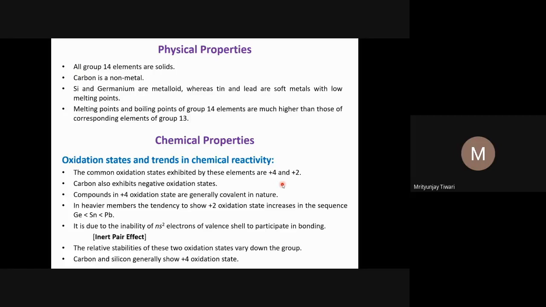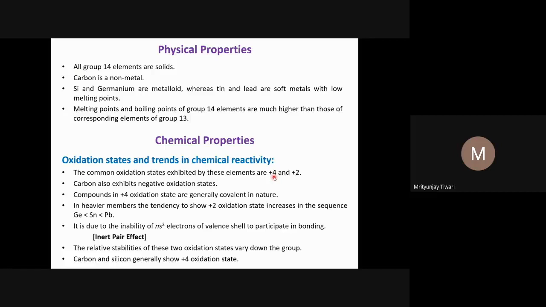Although we see carbon also exists in negative oxidation states, like -4, -3, -2. If you look at CH4, the electronegativity of carbon is more than that of hydrogen, and in methane carbon is in the -4 oxidation state. In hydrocarbons, carbon is usually in a negative oxidation state. In ethane, C2H6, the oxidation state of carbon is -3. In ethene, C2H4, the oxidation state of carbon is -2. In acetylene, one can consider the oxidation state of carbon as -1.